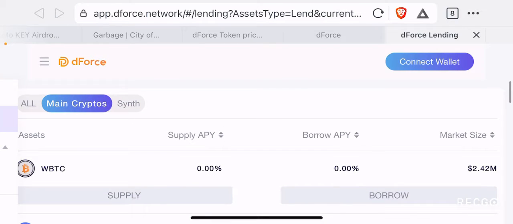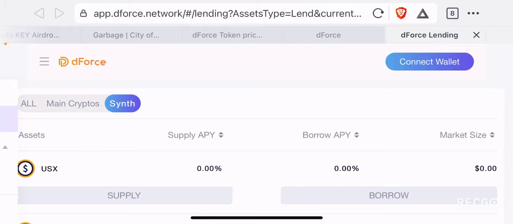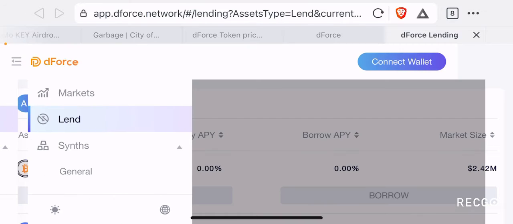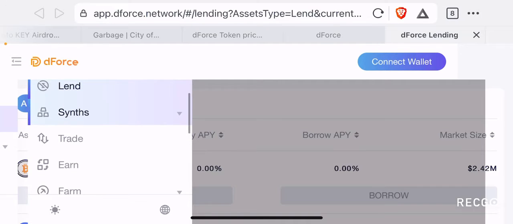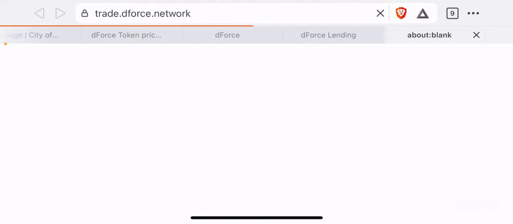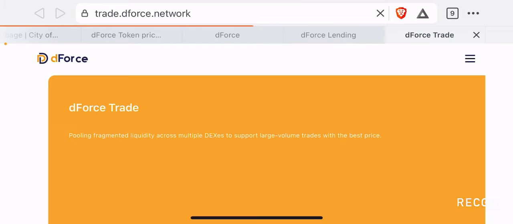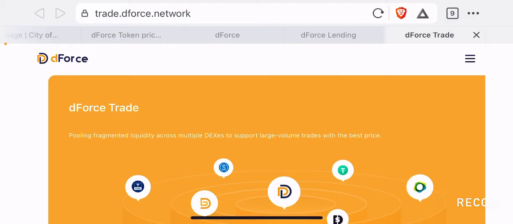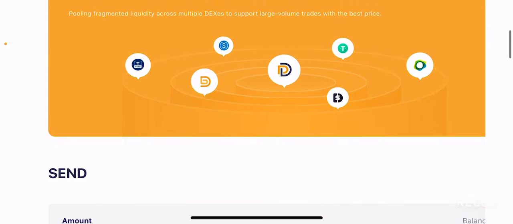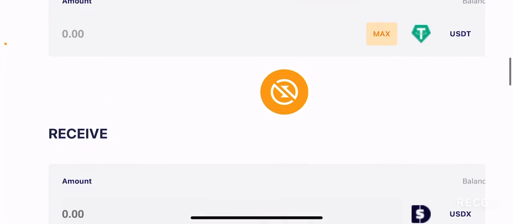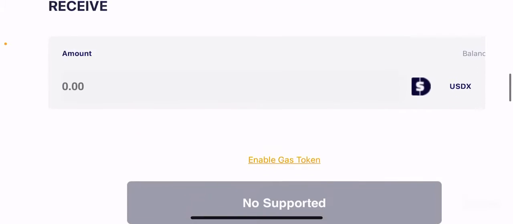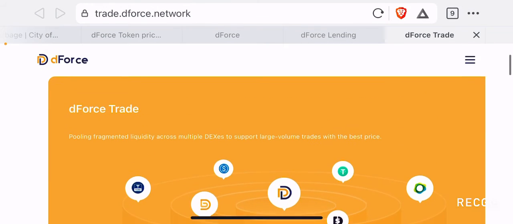You can also sort them based on main cryptos as well as SINs. These are some of the options that are available, right? If you click the top left corner, you can see the layout that shows the markets. We are on the lend page. You can also click at SINs and trade SINs, and you can basically access their trade.dforce.network. Again, you would obviously have to connect your MetaMask, but you can get an overview of what it is when it comes to trading on their platform.